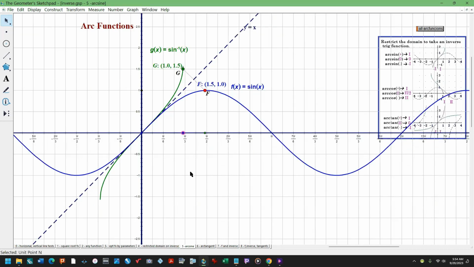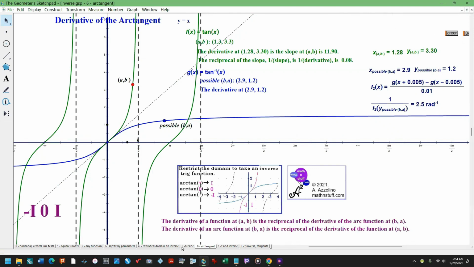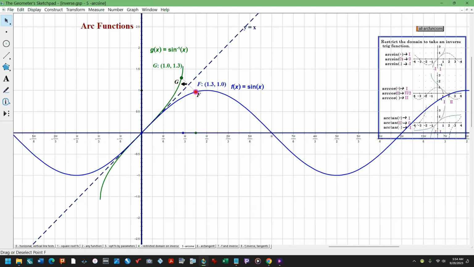This is an arc sine, and you can see the pairing, the function and its inverse point. And you can do it with the arctan. It's too much to look at. I think most calc books will do it, but I'm just going to stick with the arc sine here.